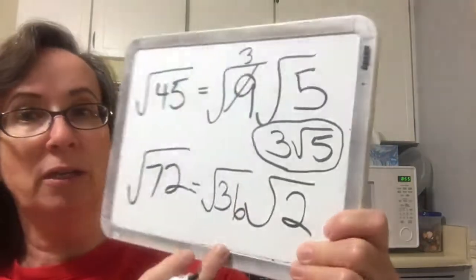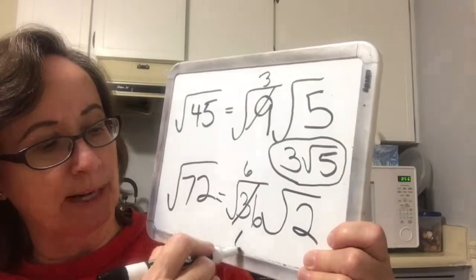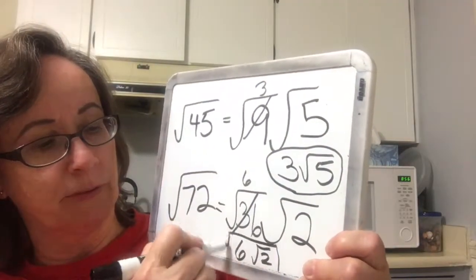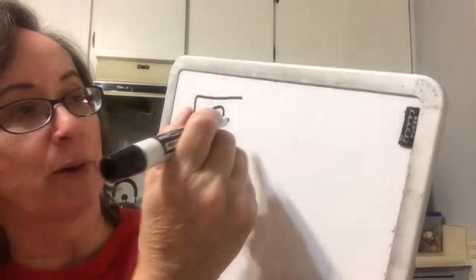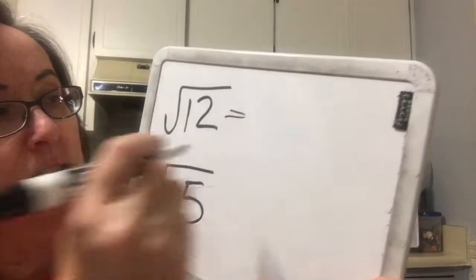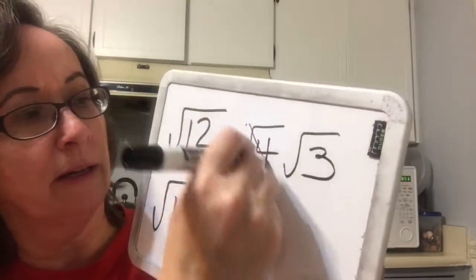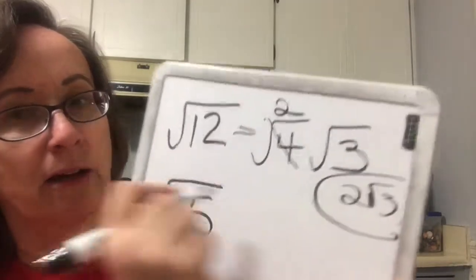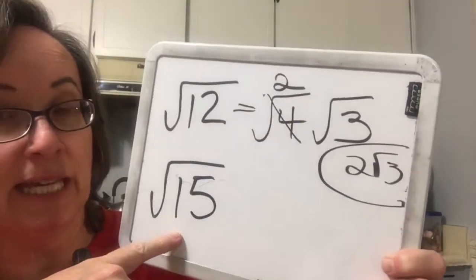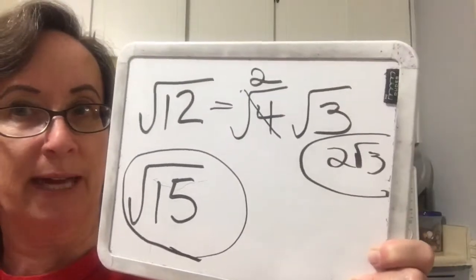Square root of 72, the largest perfect square we can find in 72 is 36. So 36 times 2 is 72. This 36 becomes a 6 outside the radical, so our answer is 6 square root of 2. So now we are going to break apart the 12 into the square root of 4, square root of 3. The square root of 4 becomes the 2 outside the radical, so we wind up with 2 square root of 3 as our answer. Square root of 15, there are no perfect squares in the square root of 15, so that one cannot be simplified any further.